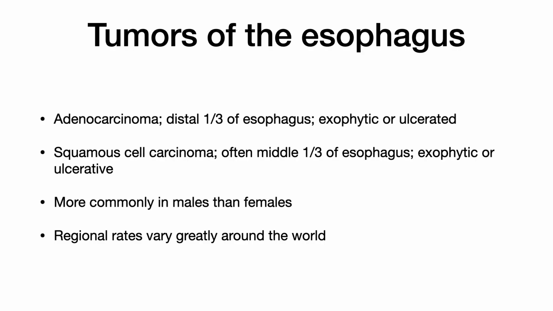You can see adenocarcinoma in other areas. There are glands in the esophagus. If one of those gave rise to a neoplasm, you could see an adenocarcinoma anywhere. But normally you'll see it in the distal, associated with Barrett's. More commonly males than females when we're talking about adenocarcinoma, and that we're talking about with reflux, more commonly males than females. And then, as I said, the regional rates vary greatly around the world. That's because of diet and different things that people eat and stuff like that.